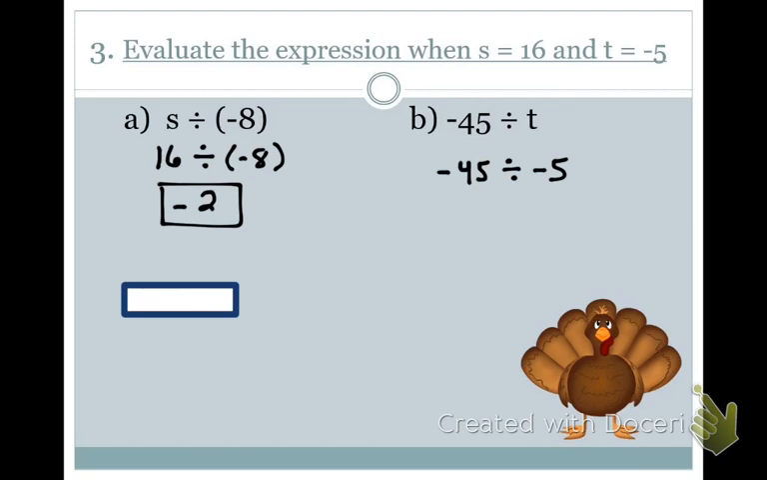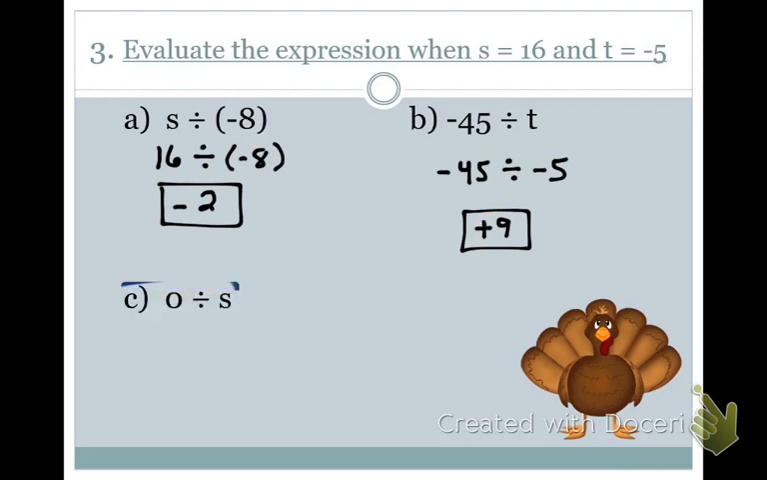Addison, I've got 2 negative numbers, so will my answer be positive or negative? It will be a positive. And then Logan, what is 45 divided by 5? 9. Correct. So my answer is going to be positive 9. Now, you do not have to write that positive. You can if you want to, but positive 9 or regular 9 means the same thing.